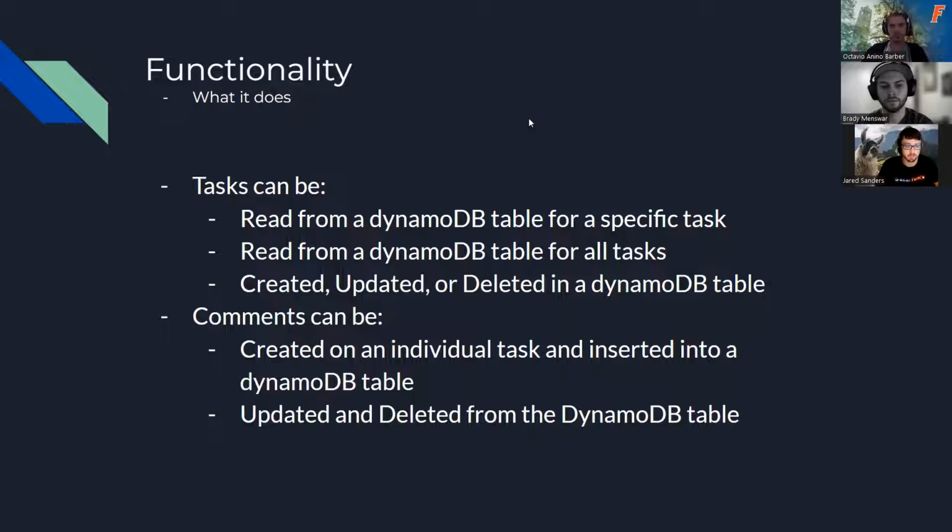So we can create tasks and upload them or insert them into a DynamoDB table. And DynamoDB is a service offered in the Amazon Web Services, so AWS. It's a NoSQL table. It's extremely quick. And performance was one of our main priorities, so we chose DynamoDB. So we can read from the table. We can create, update, and delete in that table. We also follow CRUD for comments. So we can create an individual comment, and then we can also update and delete comments.